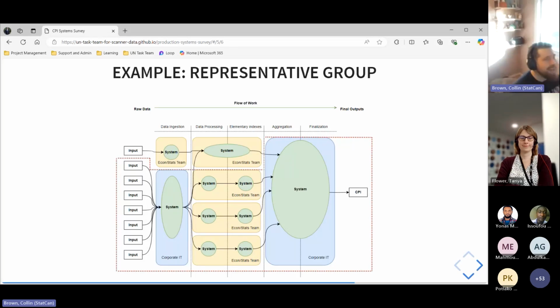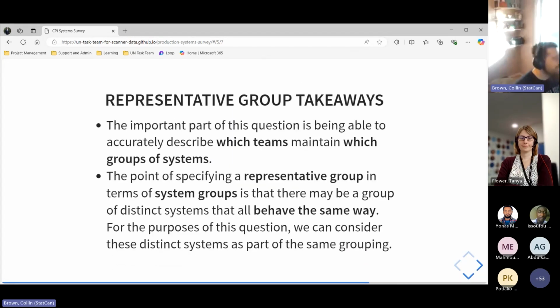So again, the survey itself has a much more elaborated explanation that hopefully is a bit more clear. Like I said at the beginning too, all of our email information was sent out with the survey. So if anything is unclear, you'd like any clarification, please don't hesitate to email myself, Steve, or Tanya. We're more than happy to help out.